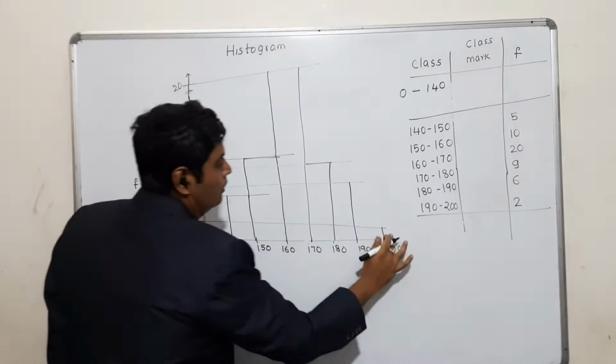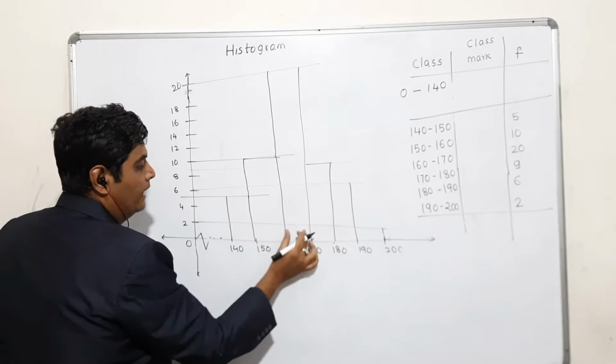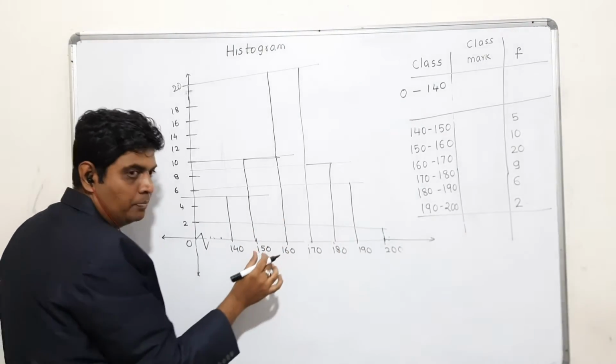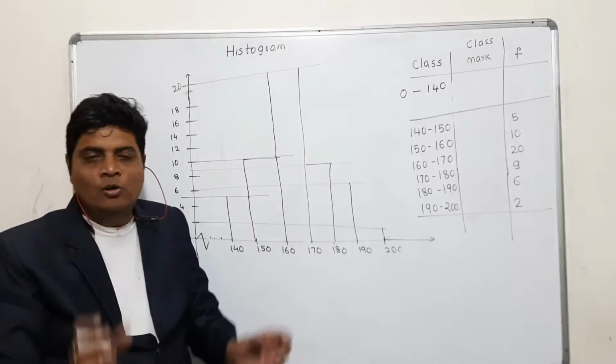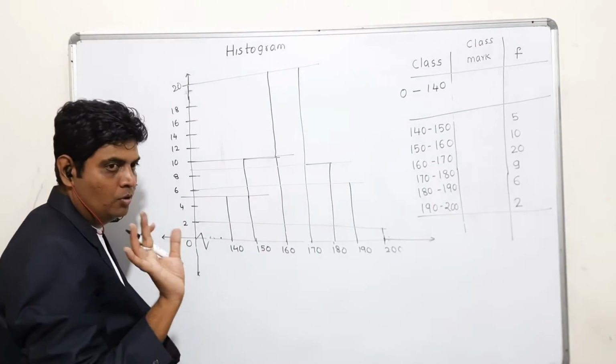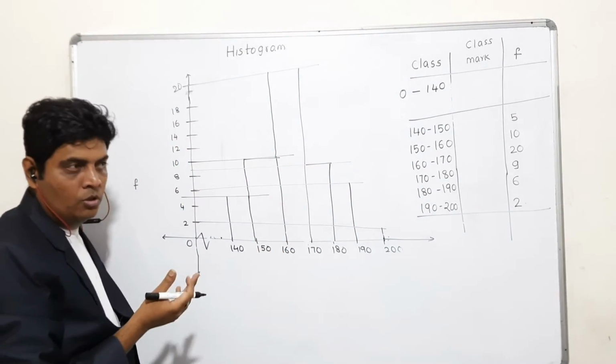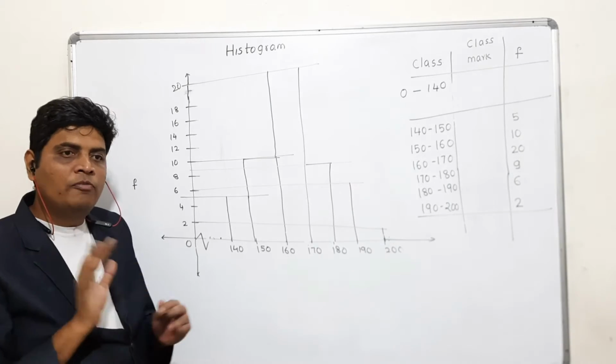Always remember one thing: the width of the bars of a histogram has to be the same. So in your graph paper you will have the same width. You have to ensure that the width is the same. Now this is your histogram. To draw the frequency polygon, what do we have to do?